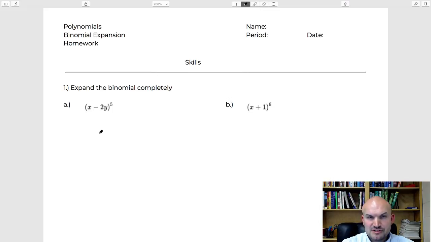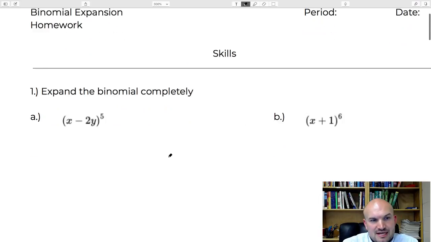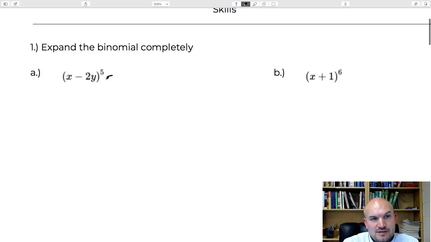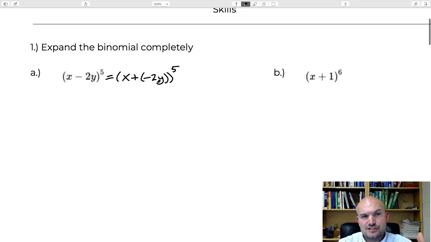So first, let's start off with a regular expansion. We did look at problems where we have a negative as well as a coefficient. I think it's really helpful when doing a problem like this to rewrite the expression as x plus a negative 2y, using parentheses to make sure we raise each and every term to the correct power. A lot of students will just take this 2y and raise it to the 5th power, but you have to make sure you take the 2 as well as the y.